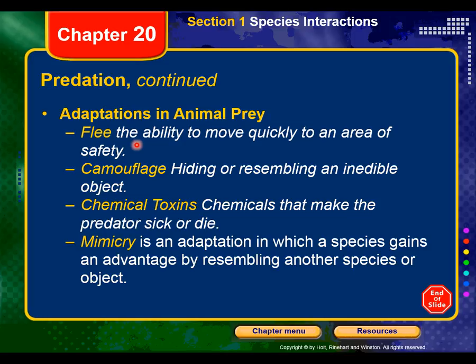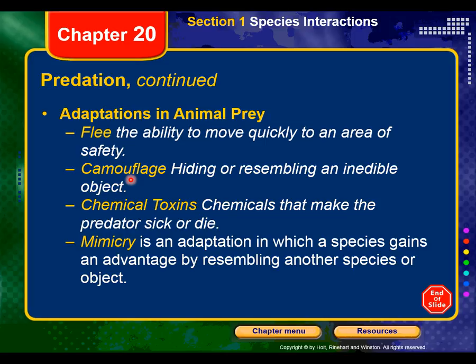They might not be very fast in a straight line, but they can change direction very quickly, which is tough for some predators that are very fast in a straight line. The prey can then be a little bit quicker. Camouflage, obviously, the ability to blend in with one's environment is important. Also to resemble an inedible object. Even a step further, they can resemble a much larger object.